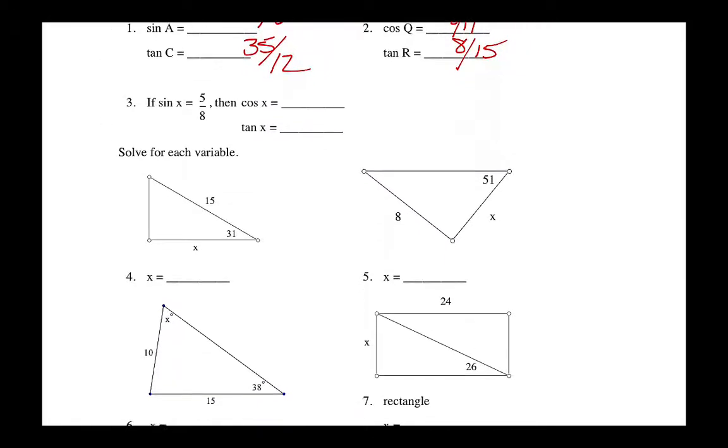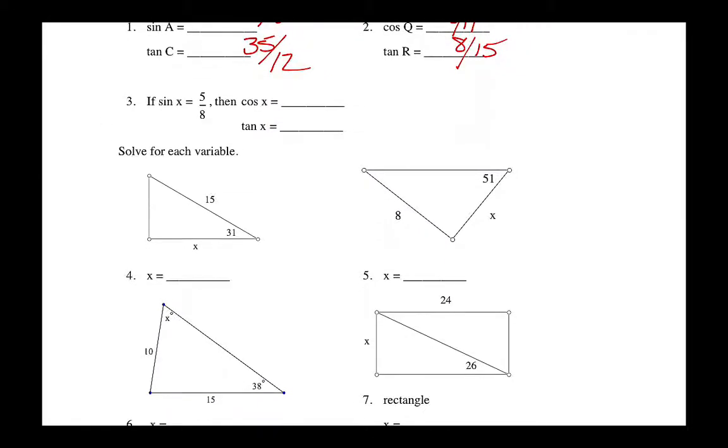Question number 3 is the exact same idea, but you have to draw this triangle for yourself. So if it says the sine of x is 5 over 8, I just draw any random right triangle and I put angle x over here. Doesn't matter where you put it. It's got to be a right triangle because it's got a sine, cosine, and a tangent. So the sine will be the opposite side over the hypotenuse, so that tells me that those two sides are 5 and 8. Well, what I need to know is this third side.